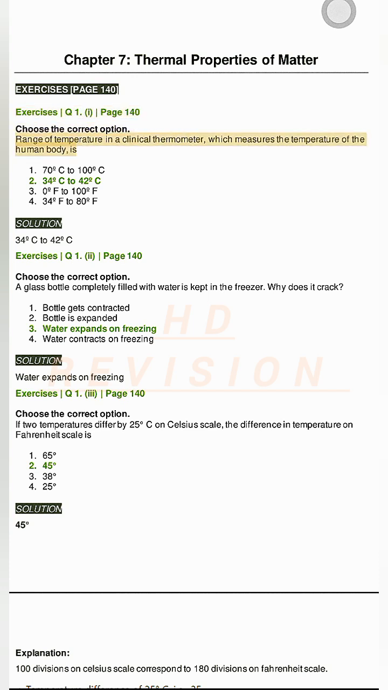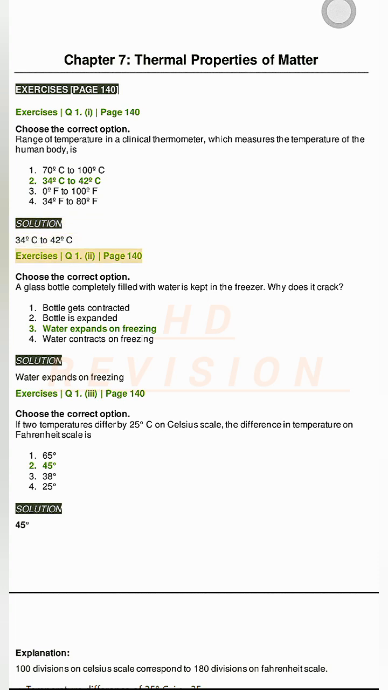Range of temperature in a clinical thermometer, which measures the temperature of the human body, is: 1. 70 °C to 100 °C, 2. 34 °C to 42 °C, 3. 0 °F to 100 °F, 4. 34 °F to 80 °F. Solution. 34 °C to 42 °C.